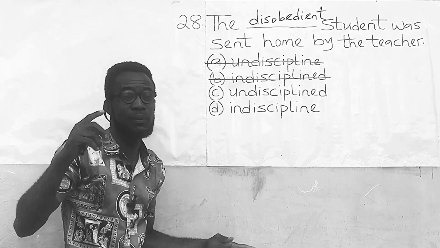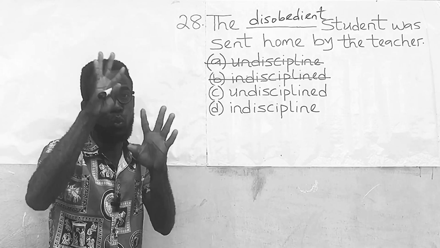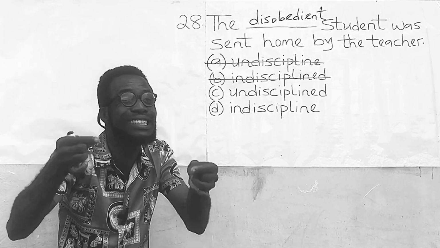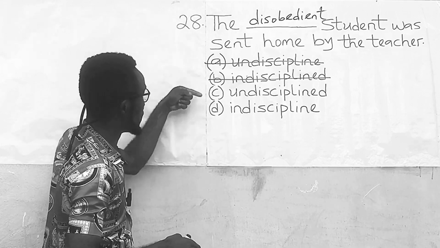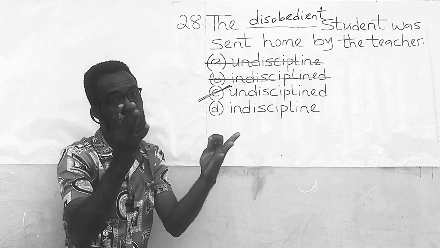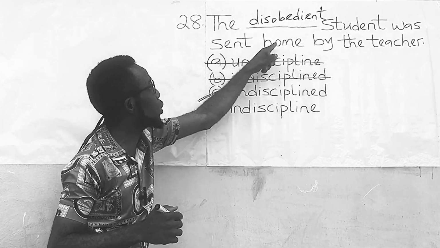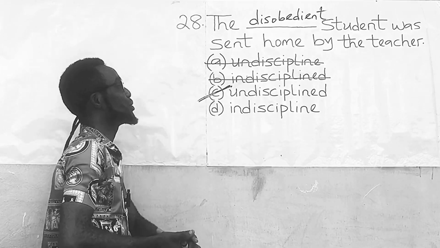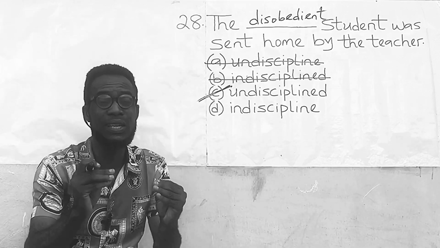And we have said that if the gap in the question can conveniently be filled with the word disobedient, then the answer to the question is undisciplined. For that reason, the correct option for this question is option C, undisciplined. So that the question reads, the undisciplined student was sent home by the teacher. I believe that is understood. Let us look at one or two more questions so that you will understand better.